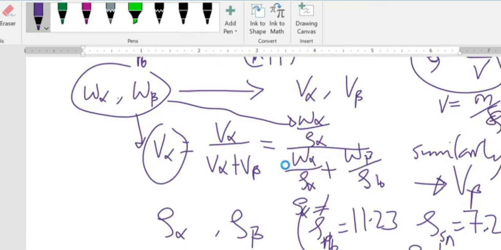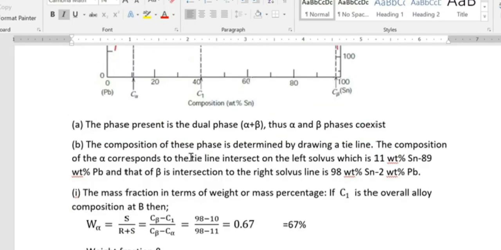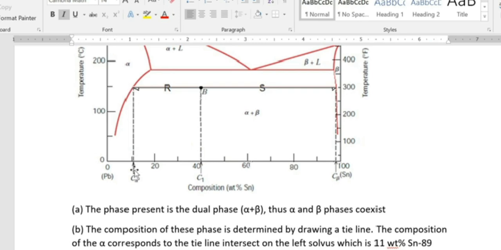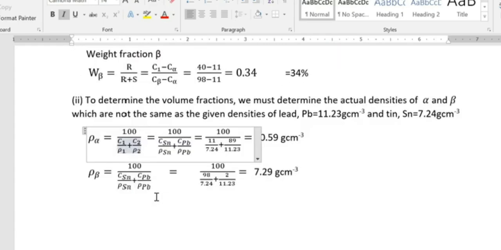Our alpha and beta are within this region. It means we'll have to find their densities. So this is the region of alpha. This is our actual alpha. It's around here, where the composition is 11% by weight tin and 89% by weight lead. So we use this 11 and 89.